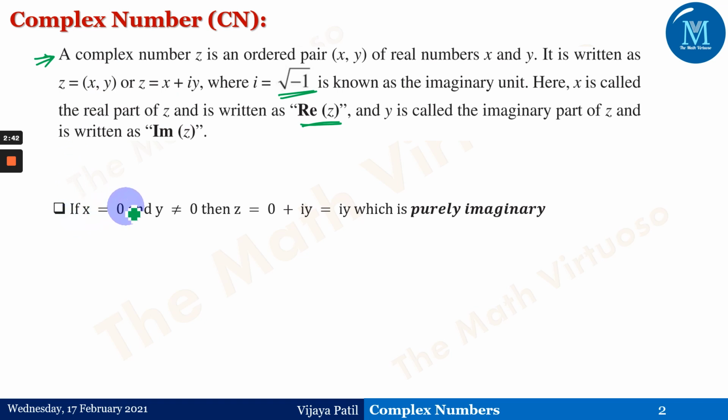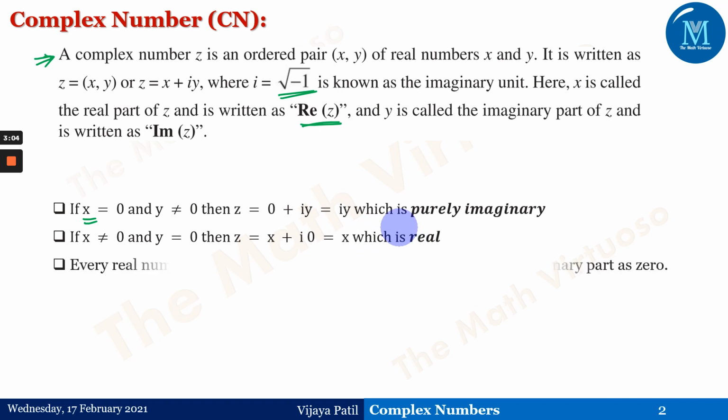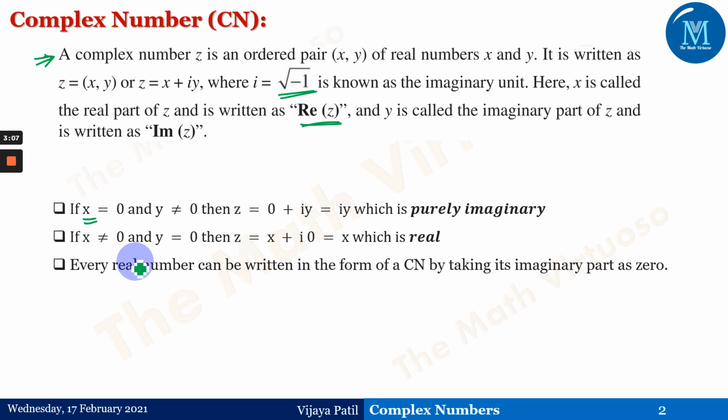If x is equal to 0 and y is not 0, then Z equals 0 plus iy. That means iy is purely imaginary, that means its real part is going to be 0. Similarly, we can have the case when x is not 0 and y is equal to 0. At that time Z equals x plus iy, which equals x, a real part, or you can say a purely real number. So I could say that every real number can be written in the form of a complex number by taking its imaginary part as 0.